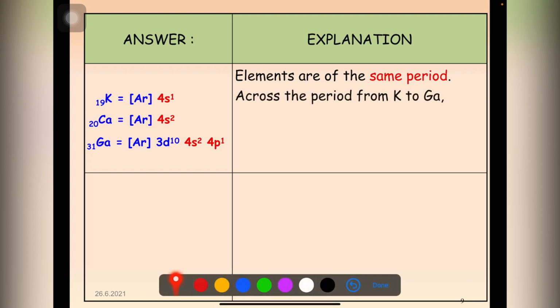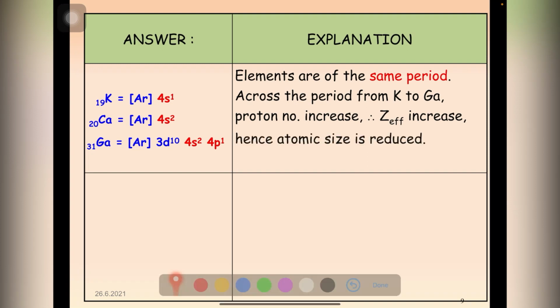Across the period from potassium to gallium, you can see that the proton number increases: 19, 20, 31. If the proton number increases, it will cause the effective nuclear charge to increase, because these 3 elements are located in the same period. So you have to see the factors of the effective nuclear charge, which relates to the number of protons. Hence, the atomic size is reduced.